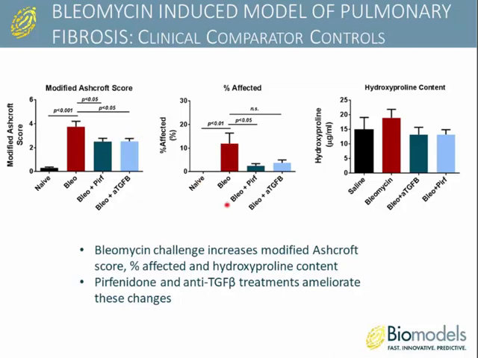Additionally, when you look at the percent of the area of the lung that is affected, you see an increase of about 10%, and that corresponds to about a score of 4 to 5. And then when you treat with pirfenidone or anti-TGF-beta, you see significant or non-significant decreases to below 5% of the tissue affected. And finally, looking at collagen content, and here we use the hydroxyproline assay to look at collagen, we see increases in hydroxyproline in the mice that were administered bleomycin, and then decreases when they're pre-treated with either anti-TGF-beta or pirfenidone.